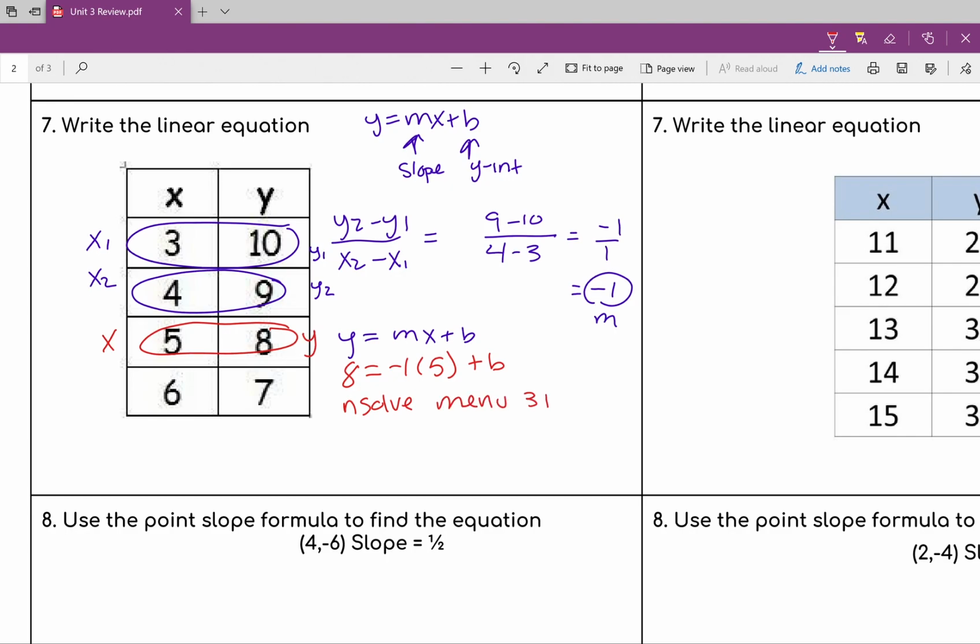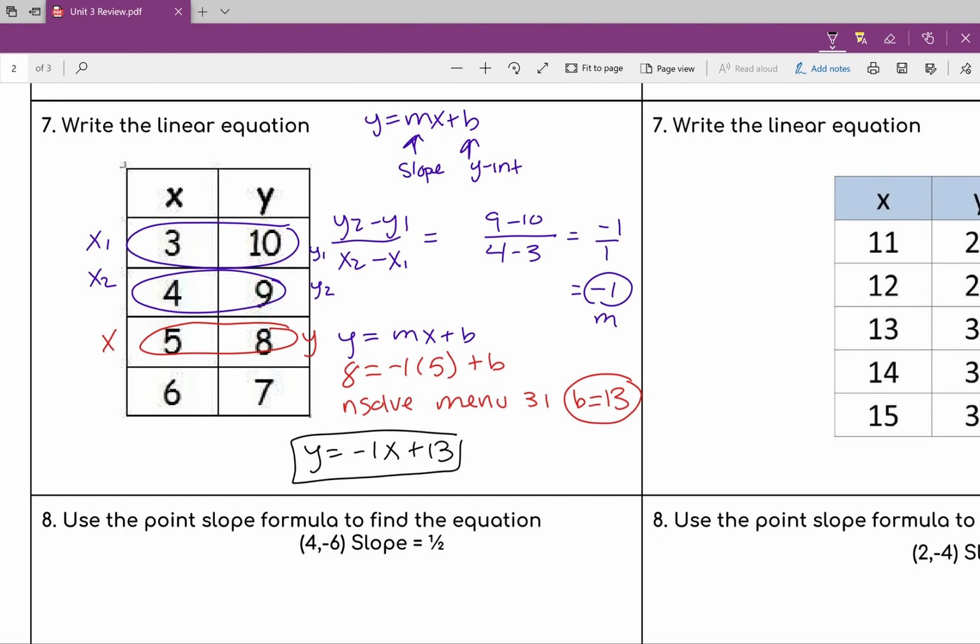Okay. Either way, when you use either step, you're going to get b is equal to 13. Okay. So now that we have m and b, we can go ahead and write our answer. So y is equal to negative 1x plus 13.